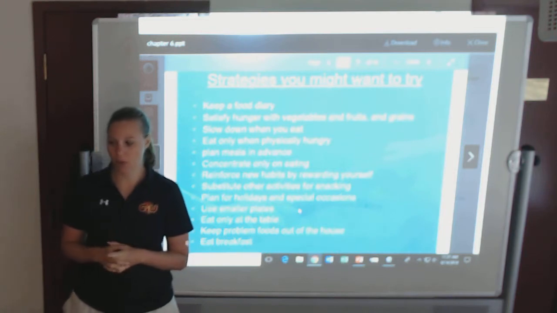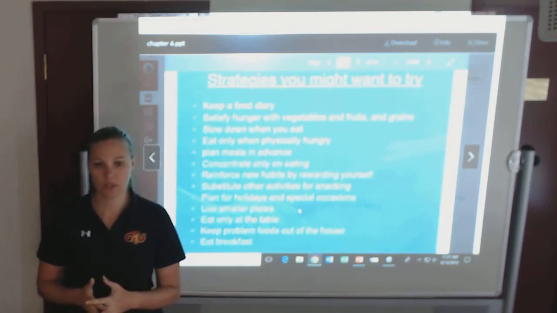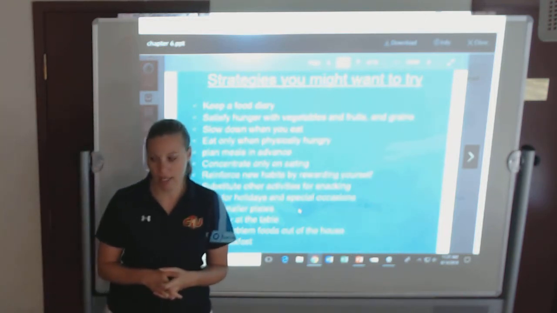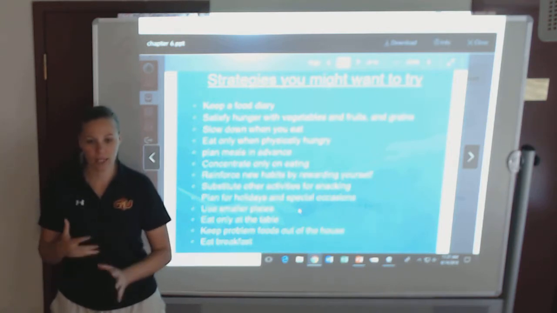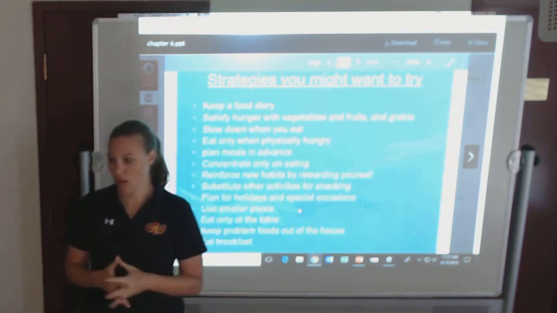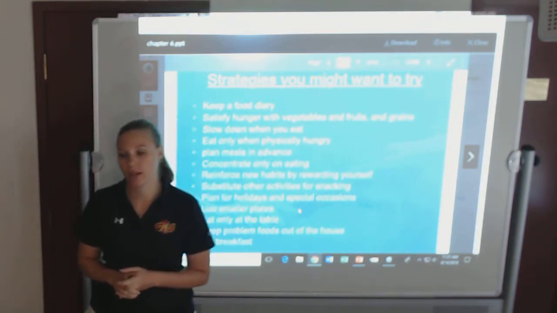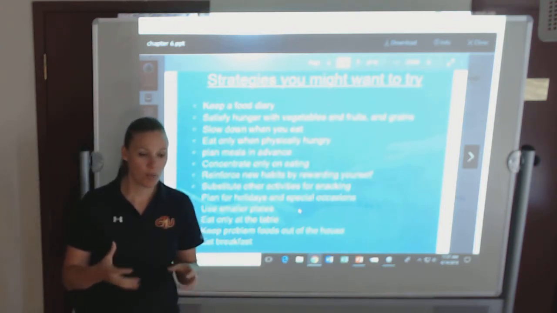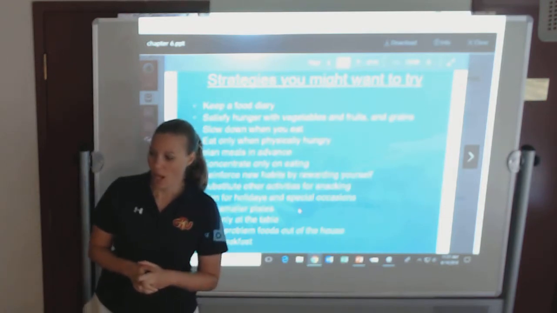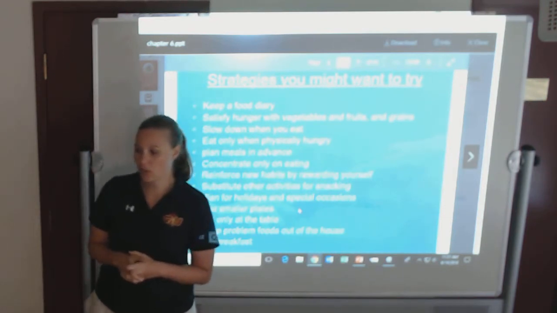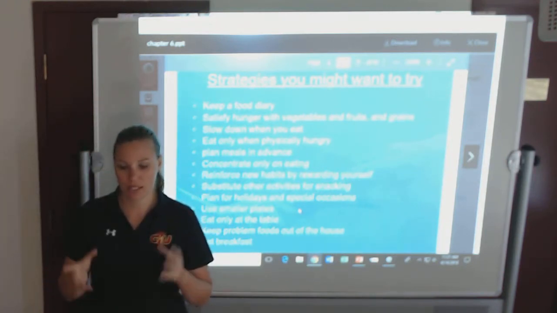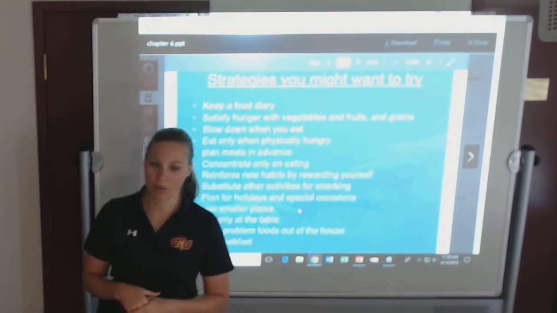We've kind of talked a little bit about rewards. Plan for the holidays and special occasions. Maybe limit your portions during that time. Maybe increase your activity with running and jogging so you can accommodate for the high caloric intake that you might be consuming over those holidays. Use smaller plates. This is one of those psychological things where if you use a smaller plate, your mind says, oh, okay, this plate is full, that means I'm full. And then only eat at the table and keep the bad foods out of the house. And eat breakfast. Breakfast is huge because it revs up your metabolism at the start of the day.